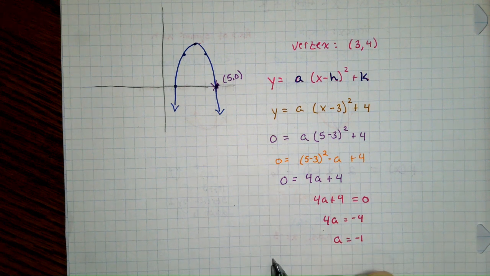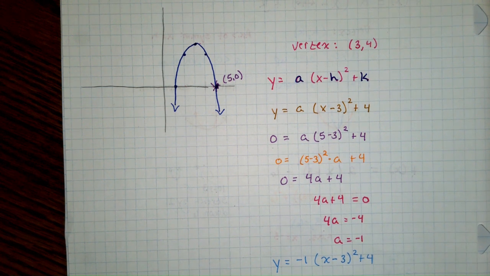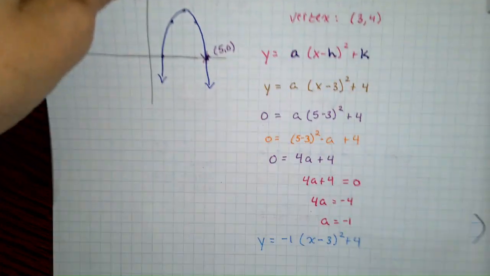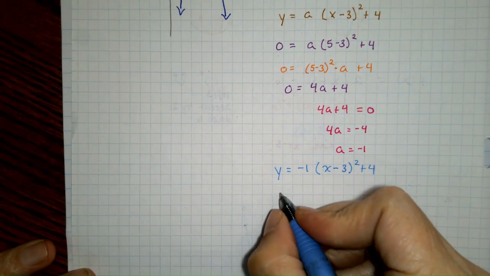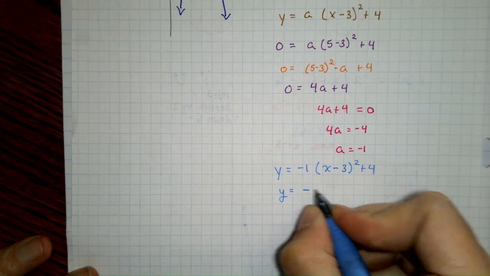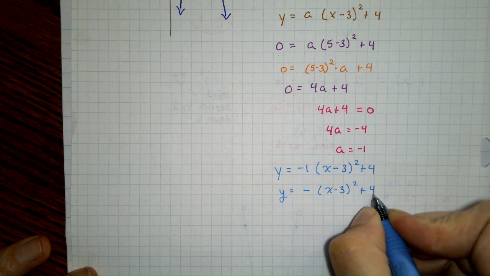So our final answer here should be y equals -1, x minus 3 squared plus 4. Do you have to write the -1? No. In fact, your book will not always write that. It will a lot of times write negative x minus 3 squared plus 4.